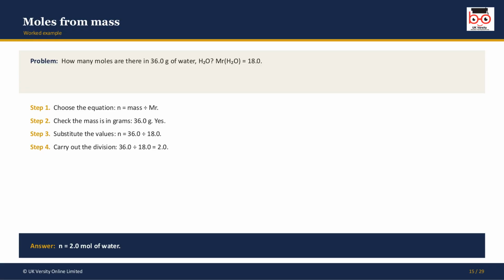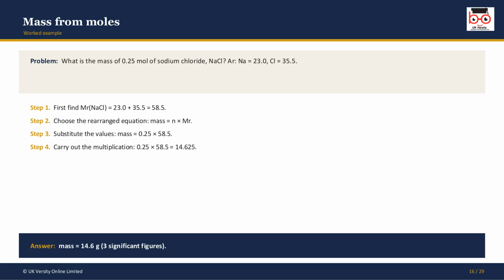Given Mr is 18.0, we choose N equals mass divided by Mr. Check the mass is in grams, and 36.0 grams, yes it is. Substitute in N equals 36.0 divided by 18.0. Carry out the division, and 36.0 divided by 18.0 is exactly 2.0. So we have 2.0 moles of water.